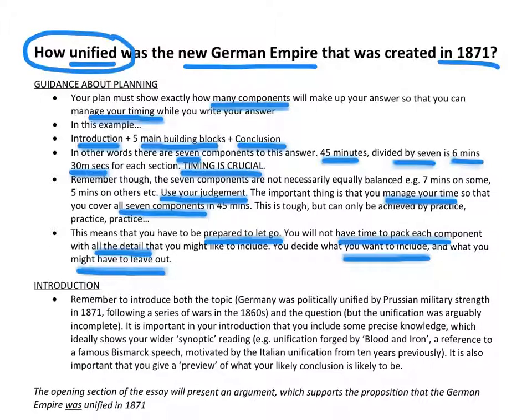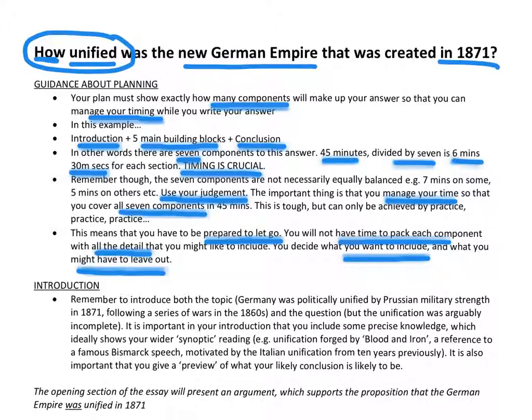And by implication, whenever you see that word how, it is not saying describe the unification. It is asking you to analyse the unification. Okay, so in this particular context, it's saying how far was the unification.